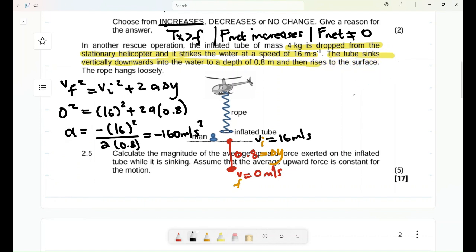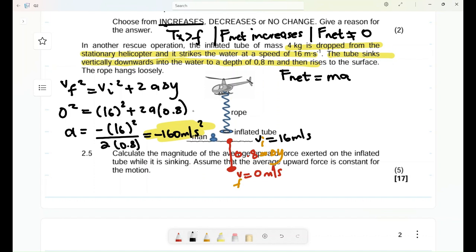Okay, now that I have acceleration of negative 160 meters per second squared, remember I said the acceleration will be negative because it is deceleration in this case. Therefore I can come here and say okay, F net is equal to ma. But what is my F net? Remember I said it is moving like this. We have an upwards force, okay, and we have Fg.